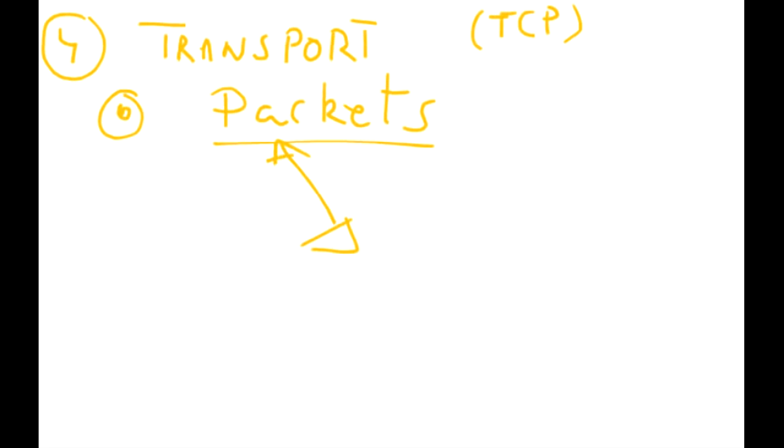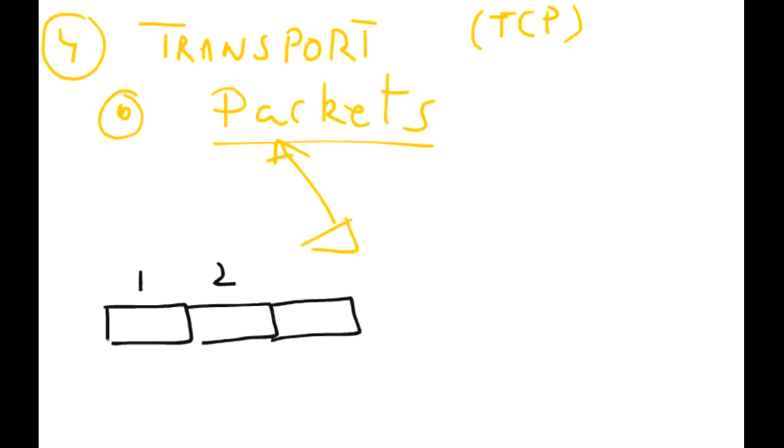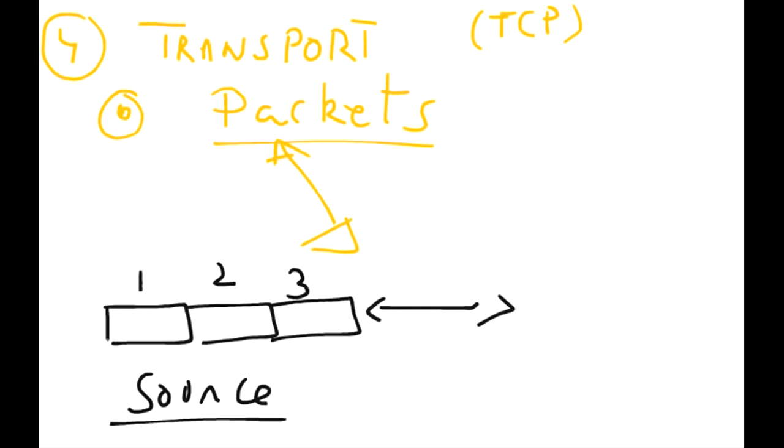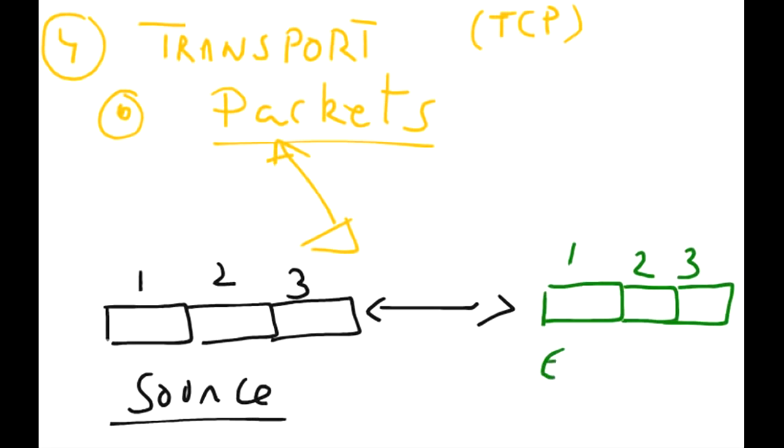In addition, it also corrects the sequence of the packets, and it is the responsibility of the transport layer to send the packets without errors. So if the transport layer converts the packets and sequences them as number 1, number 2, number 3 at the source computer, then it is the responsibility of the transport layer on the receiving or the remote computer to sequence those packets in the same order and to check for errors.